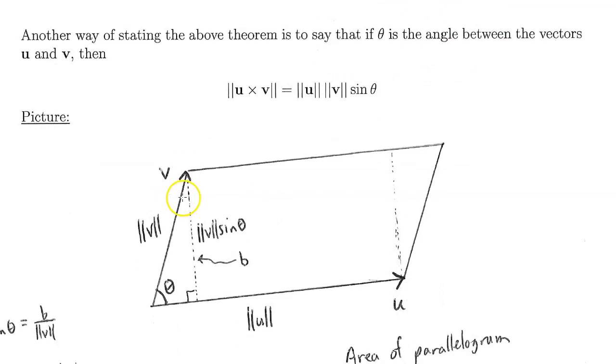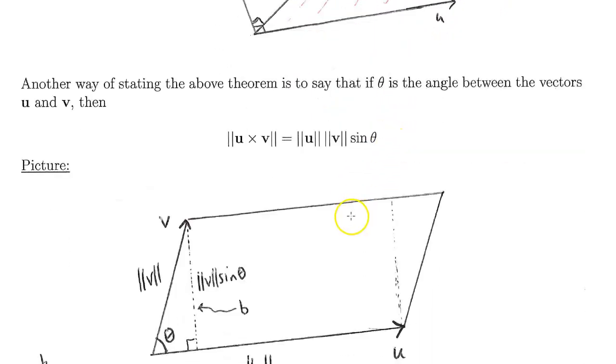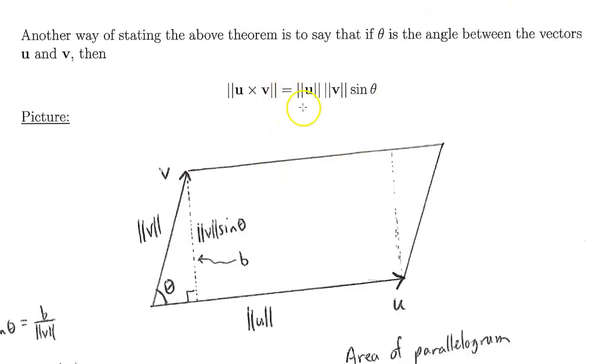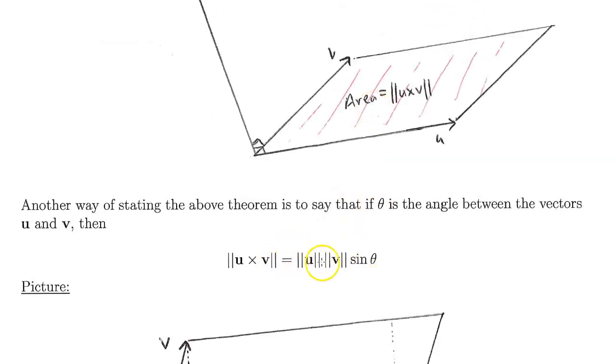Now, another way of stating this theorem, and it's not clear that this is another way of stating that theorem, is to say that if theta is the angle between the vectors u and v, then the length of u cross v, which I said is the area of this parallelogram, is the length of u times the length of v times sine of theta. So what I'm really saying is that these two things are equal to each other. I have to prove this. But I'm also saying that this formula gives us a formula for the area of that parallelogram.